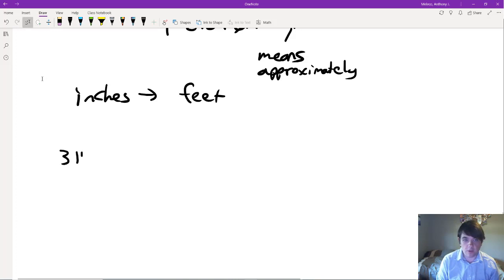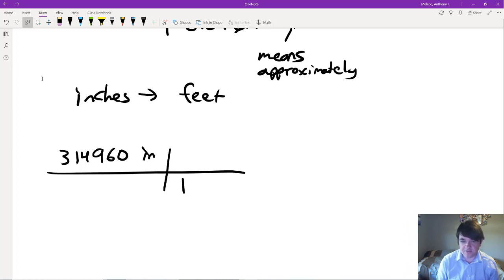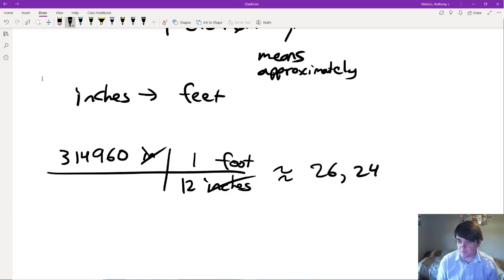So we write our astronomically large number here, which is stupid to deal with. We write inches, and then the conversion between inches and feet is that in 12 inches there's 1 foot. Okay, so inches cancel. We're dividing. This is approximately 26,247 feet.